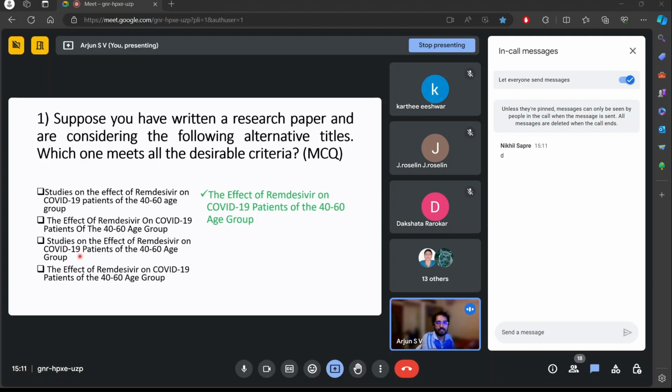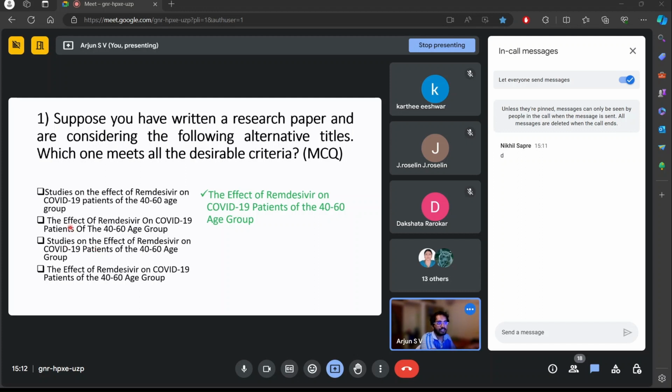The title of your research paper which you are submitting to the journal should be crisp and concise. By crisp and concise, I mean you should not add extra words which do not add any content to the meaning of the title. Words such as "studies on the" or "a short study on" we need to avoid, because they do not add any additional meaning to your title. So options A and C, which start with "studies on the", are automatically invalid.